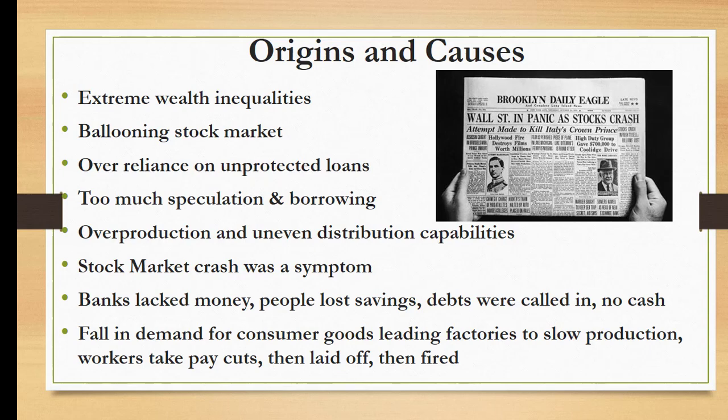So banks lacked money, people lost savings, debts were called in, and there's no cash in the banks. Fall in demand for consumer goods leads factories to slow production. Workers take pay cuts, then are laid off, then fired. This consumer economy that developed during the 1920s was new, and so some of the potential problems that a society could encounter transitioning into a consumer economy weren't recognized. They weren't experienced yet.